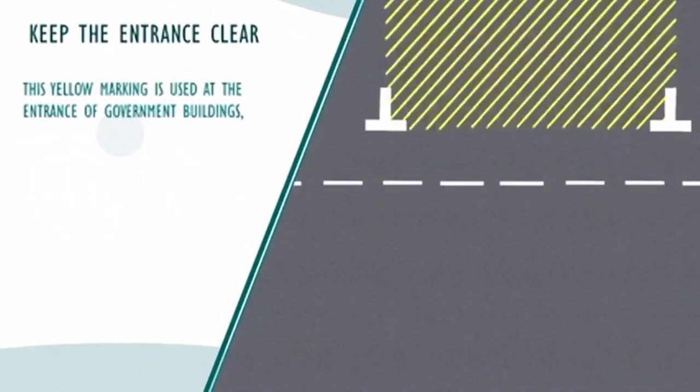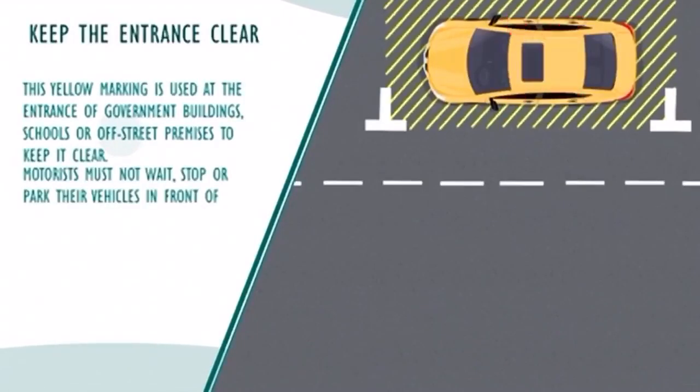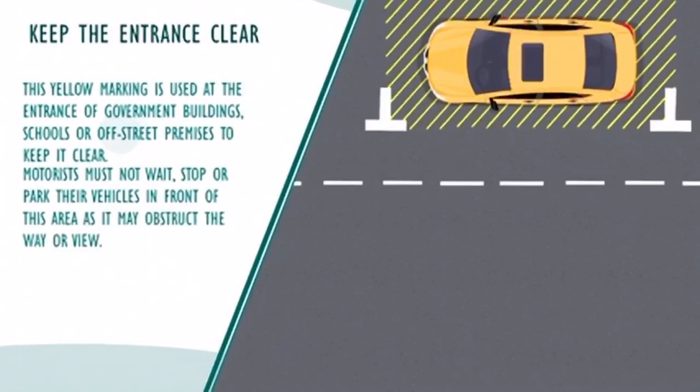This yellow marking is used at the entrance of government buildings, schools, or off-street premises to keep it clear. Motorists must not wait, stop, or park their vehicles in front of this area, as it may obstruct the way or view.